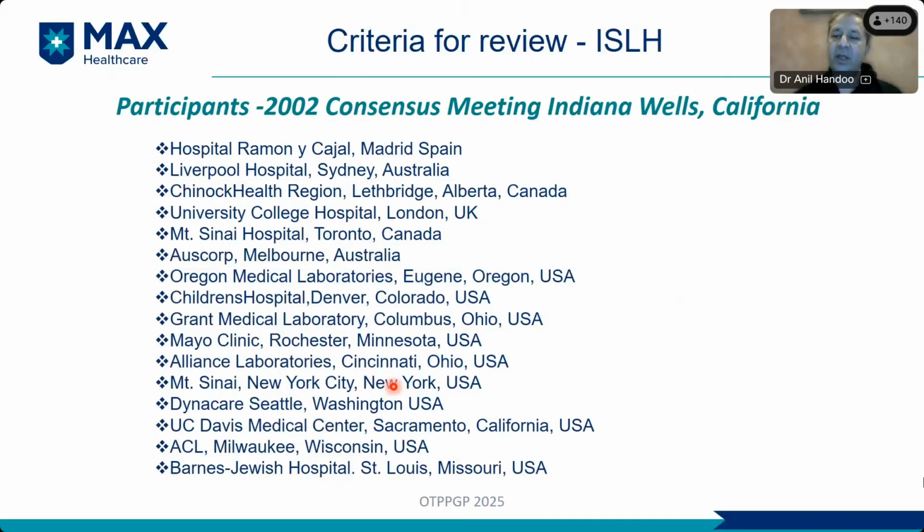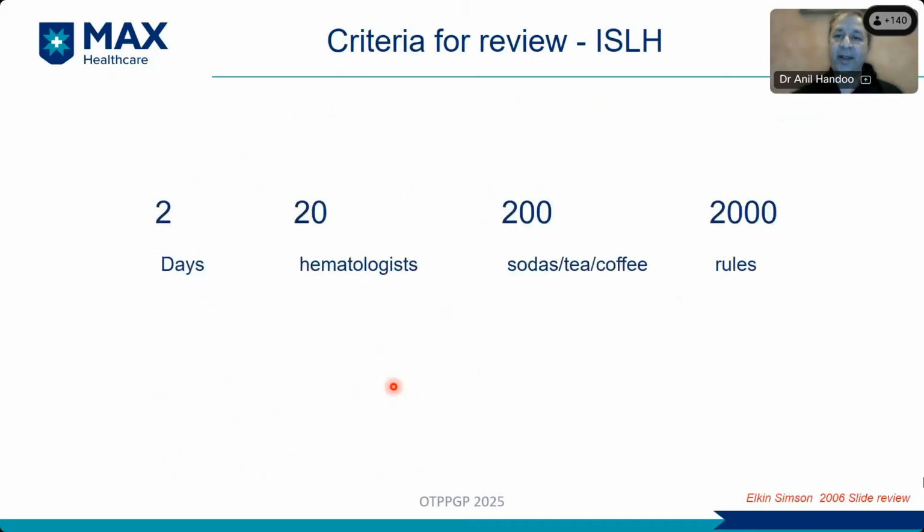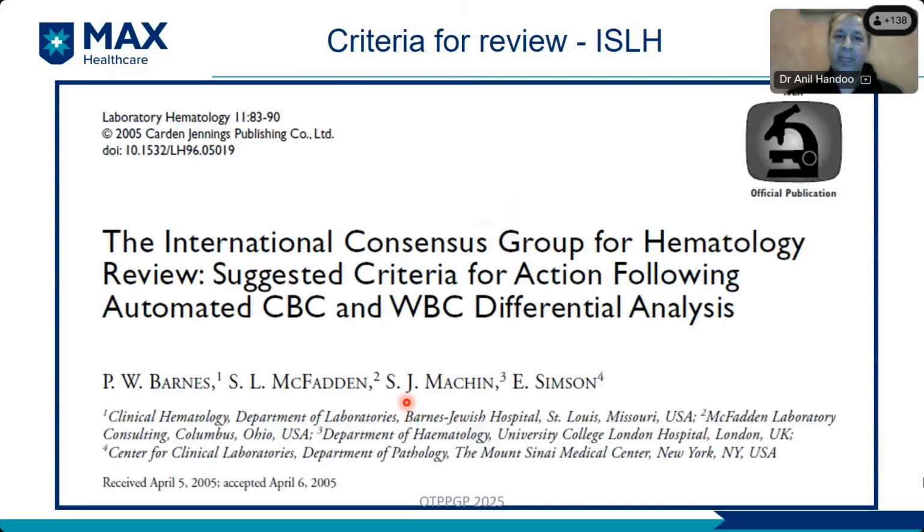So everything, the western side of the world actually decided to do what they did. And as they said, there were 2 days of deliberations, 20 hematologists, over 200 sodas, teas, and coffees, and finally they came out with 2,000 rules. Can you imagine 2,000 rules? It's not possible for anyone to actually handle so many rules. But eventually what came out was nothing but an international consensus, which came for a slide review criteria and followed the CBC counts and gave us the values from this paper.